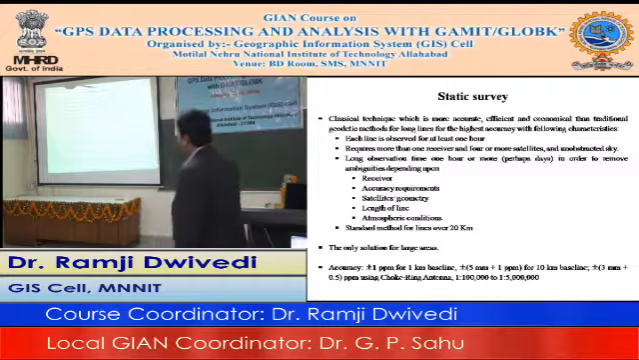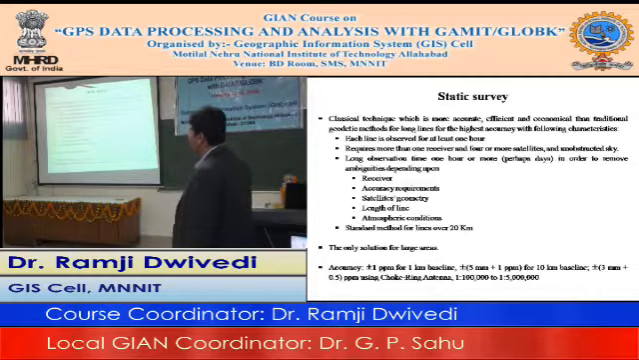So that's how your deviations for the length of observation session also vary. Okay, so the only solution for larger areas is accuracy. So this is how it varies, 1 ppm for 1 kilometer kind of baseline. Nowadays receivers are available which are giving 0.5 ppm or so.